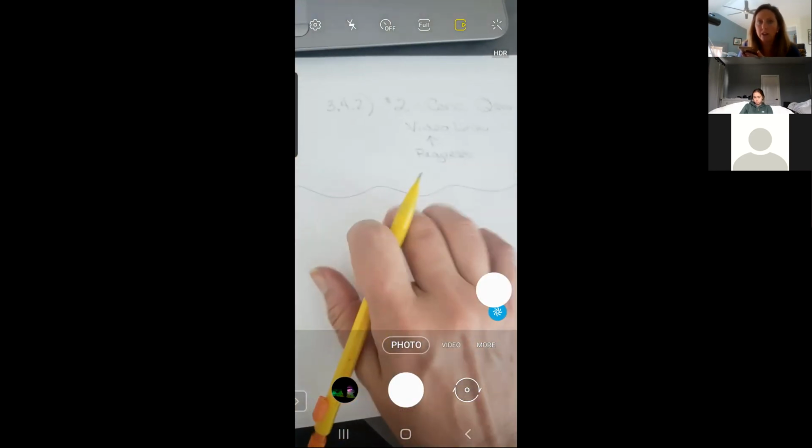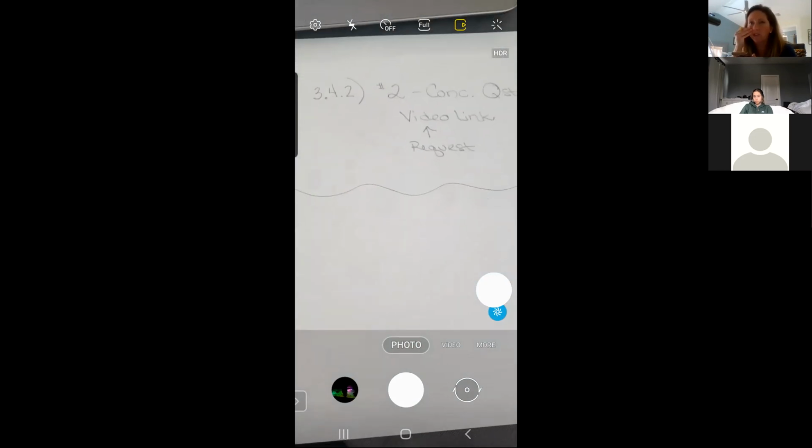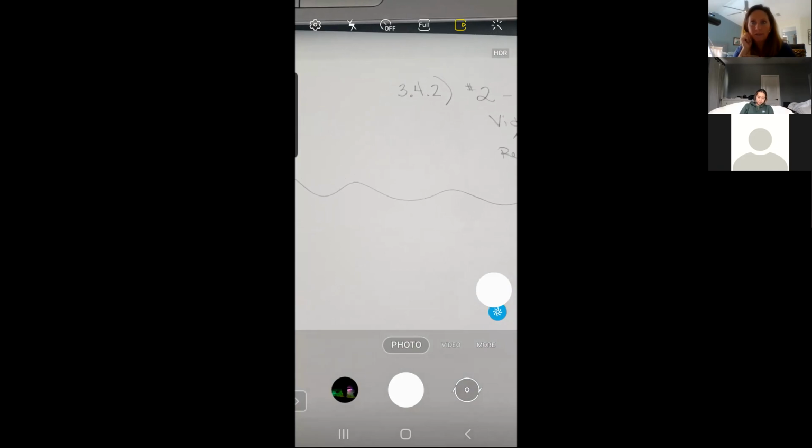I want to take a look at a couple other types of complex genetics, if that's okay. Are there any objections if we do that?